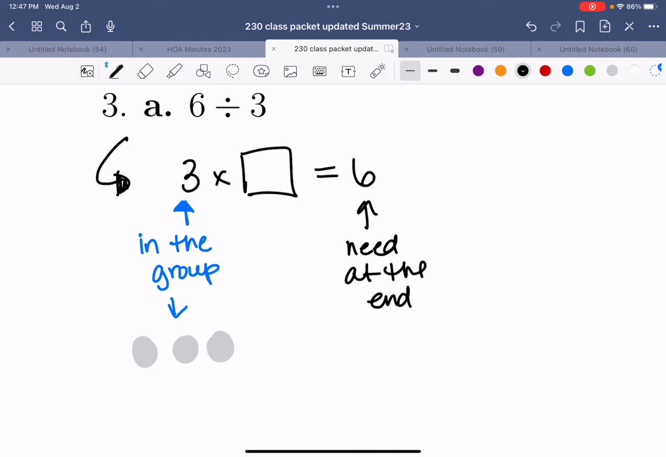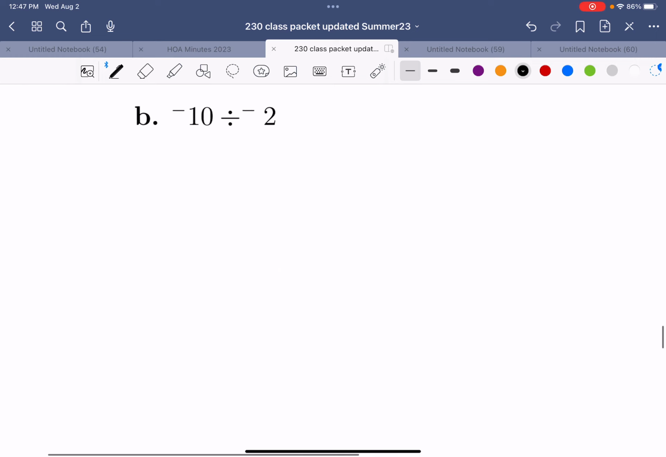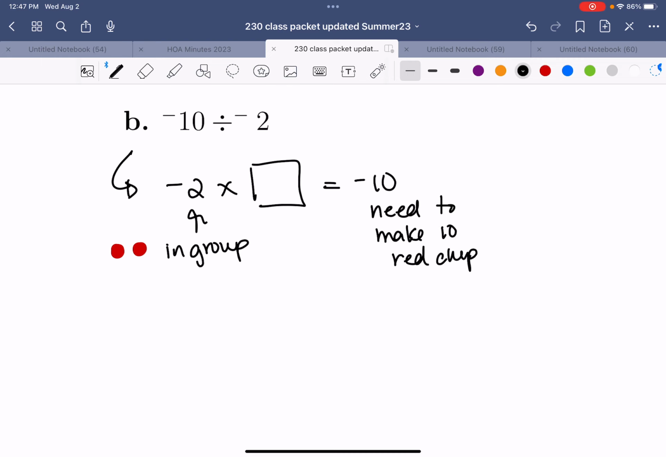Okay. So let me jump down here to the negative 10 divided by negative 2, right? So same procedure. So we're going to switch this to multiplication. So it's negative 2 times something gives me negative 10. Okay, and this is what's in my group. So my group looks like this. Okay, just for reference. And I need to make 10 red chips. Right, so my group is red chips. I need to make red chips.